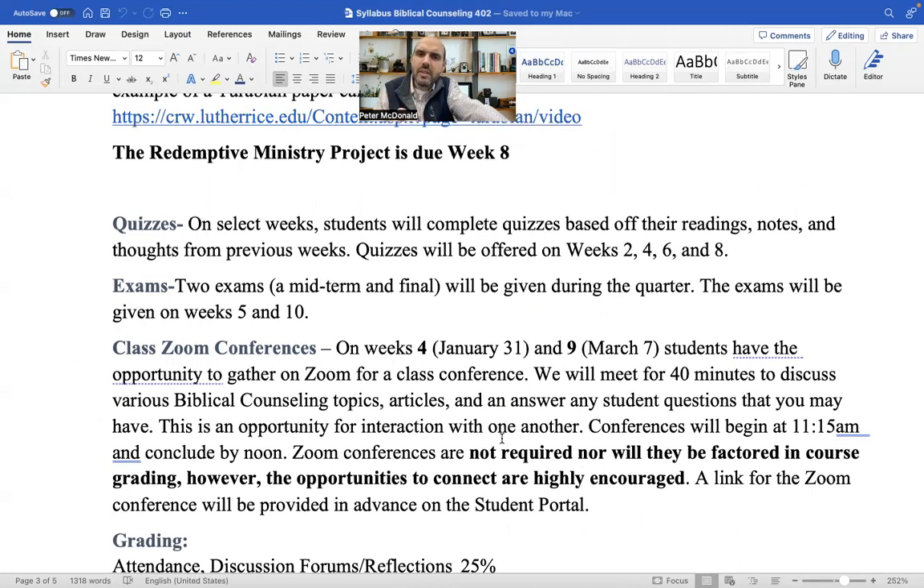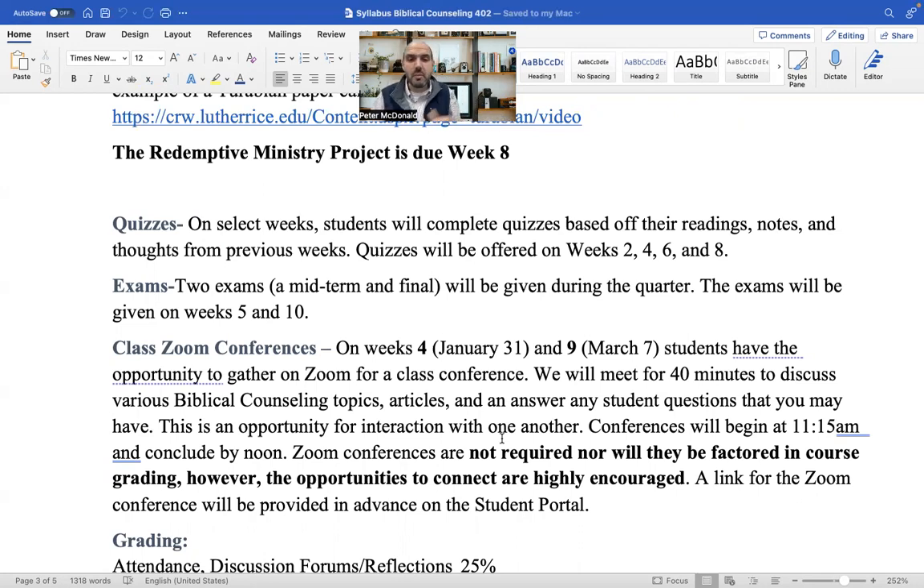So you will have quizzes weeks 2, 4, 6, and 8. The quizzes are very simple. They do not take a lot of your time at all. The quizzes are based off of our reading, our notes and thoughts. It helps to hold us accountable to the things that we're reading, the things that we're learning. Quizzes are simple. Everybody does well on them. Easy peasy. 2, 4, 6, 8 is usually when I require for the quizzes, weeks 2, 4, 6, and 8.